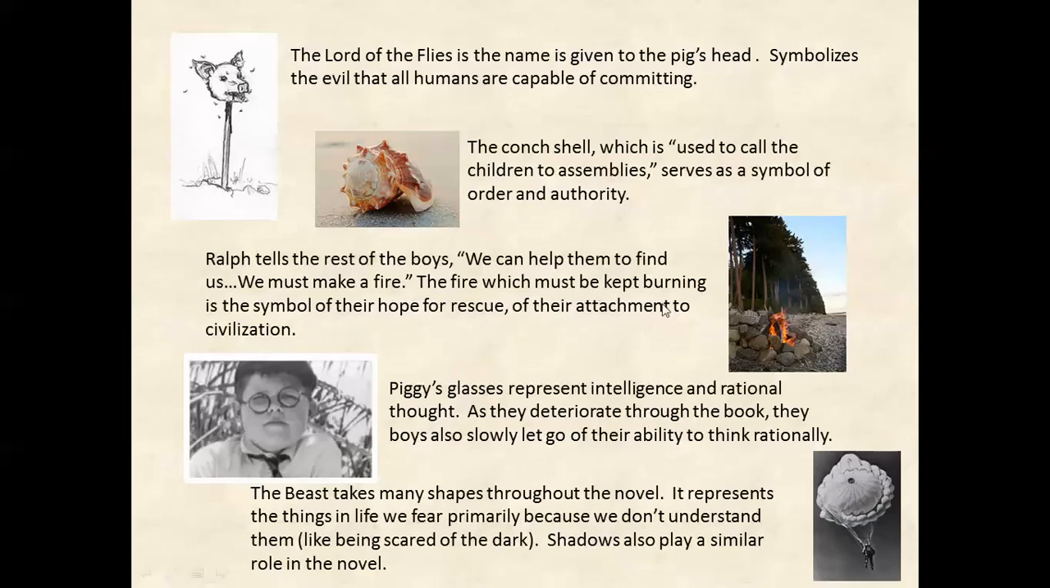Let's see, we also have the fire itself. So here's the fire. It's on the beach. Obviously, the original fire is up on the mountain. Fire, of course, is very symbolic in this book. It's a symbol of hope and rescue. It's also symbolic of their attachment to civilization. Ralph always reminds the boys, we can help them to find us. We must make a fire, all right?